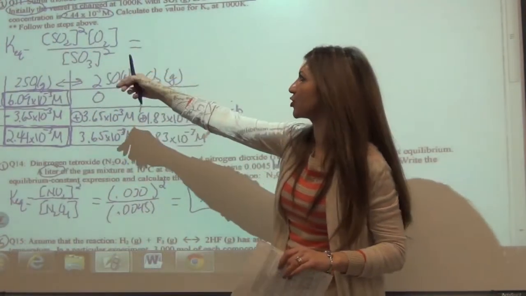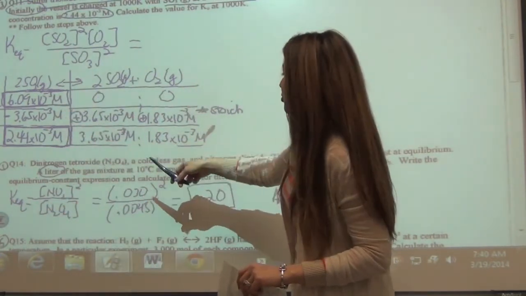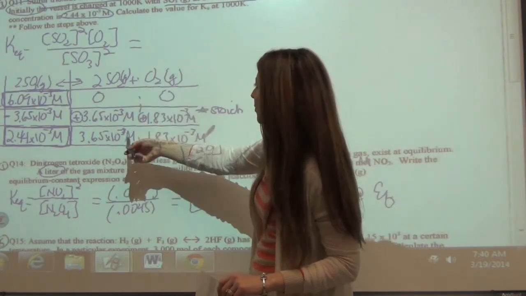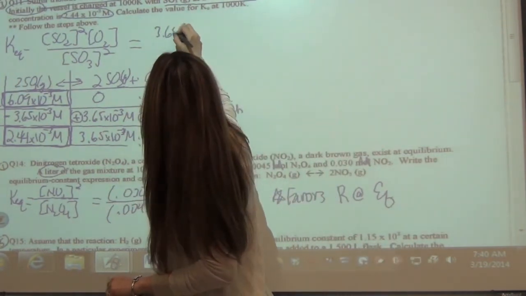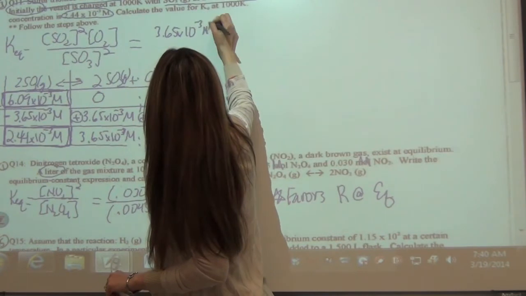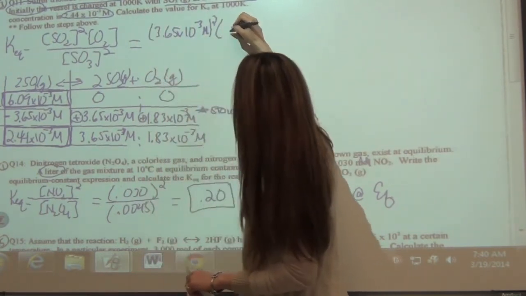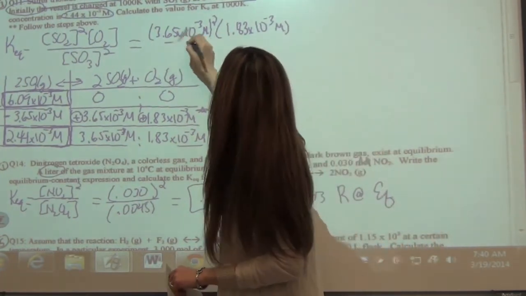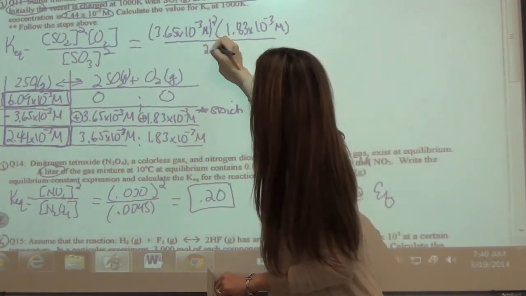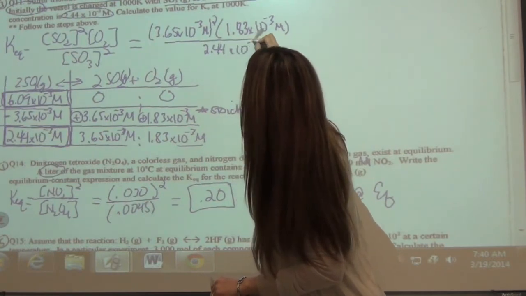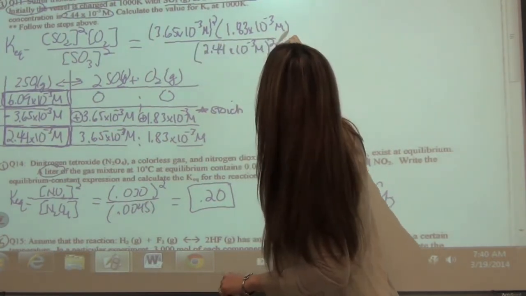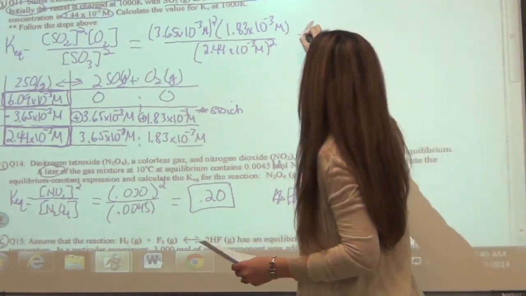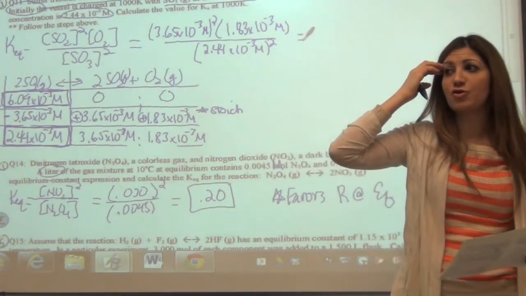Don't forget to make sure that you're using that square on that. So we're going to use the SO2 at equilibrium is 3.65 times 10 to the negative 3 squared times my O2, which is the 1.83 times 10 to the negative 3, divided by the 2.44 times 10 to the negative 3 squared. So again, don't forget your square. Go ahead and calculate it, and please tell me what you get. Don't forget your squares. I want you to make sure that you try to calculate it.